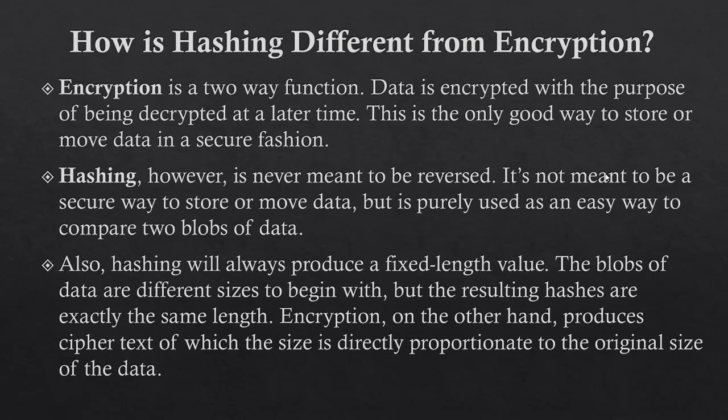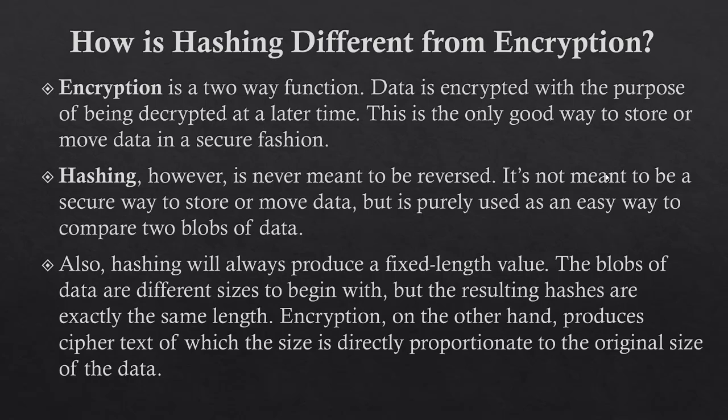How is hashing different from encryption? Encryption is a two-way function. Data is encrypted with the purpose of being decrypted at a later time. This is the only good way to store or move data in a secure fashion. Hashing, however, is never meant to be reversed.